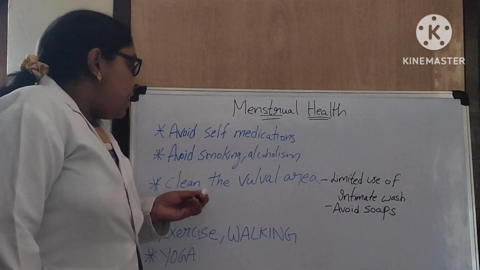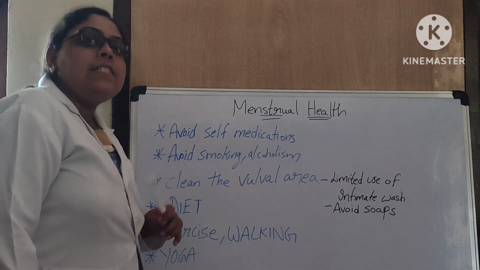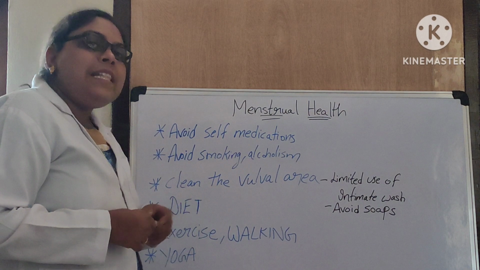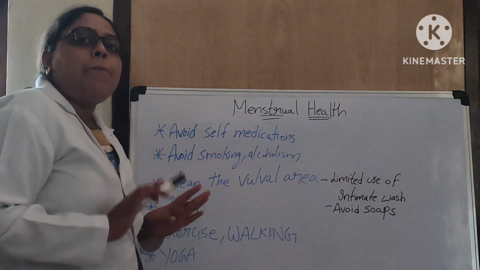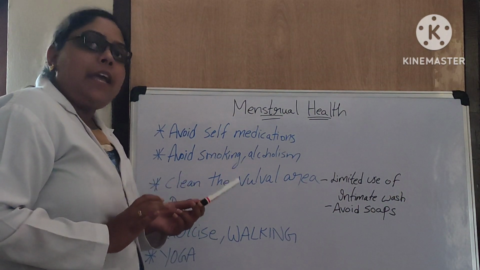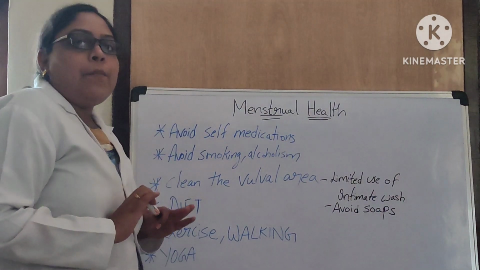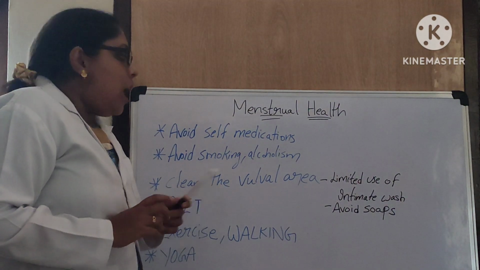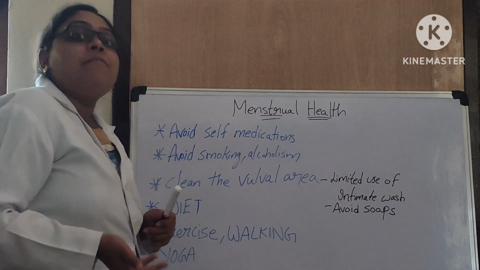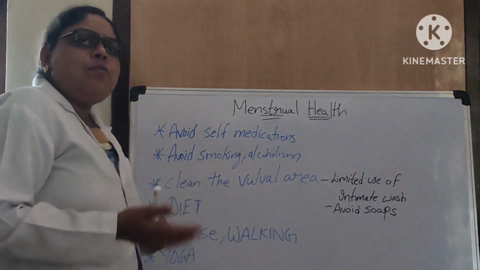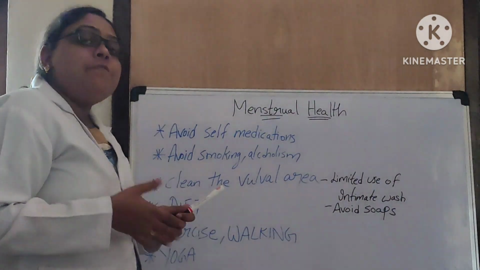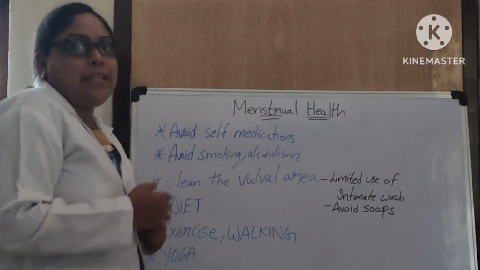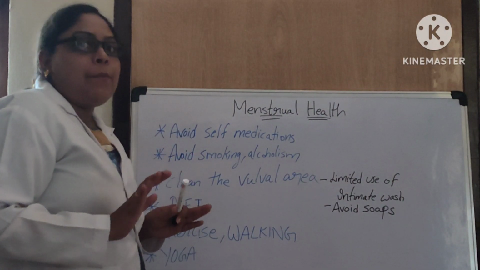And the next thing is to clean the vulval area, that is nothing but the genital area, the private area. So how do we clean this area? Always use plain water to clean that area. Never use any type of soap. Usually there is a natural pH and there are good bacteria which prevent infection. If we use soaps, they kill the natural good bacteria. So never use any type of soap.